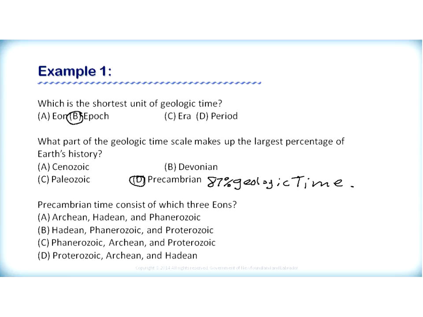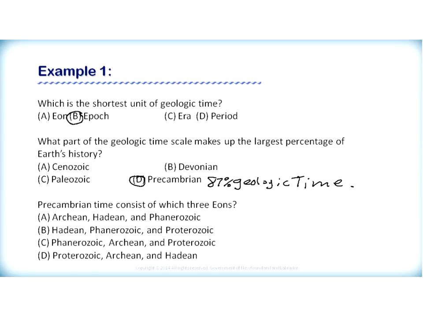If you look at the third question, the Precambrian time consists of which three eons? Our choices: A, Archean, Hadean, and Phanerozoic; B, Hadean, Phanerozoic, Proterozoic; C, Phanerozoic, Archean, Proterozoic; and D, the Proterozoic, the Archean, and Hadean. So if we look at the arrangement of geologic time, we notice that the Precambrian is made up of three different eons. And these three eons would be answer D.